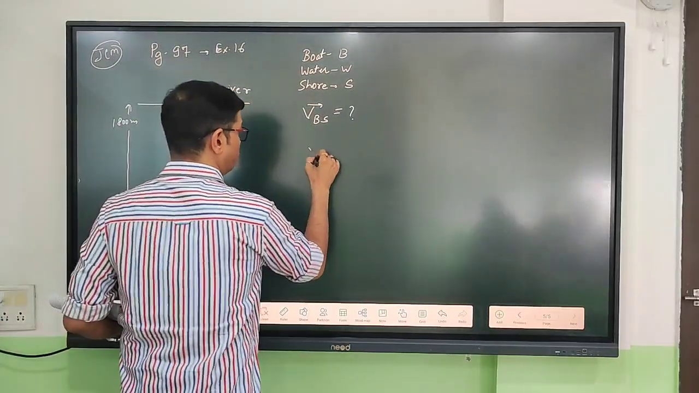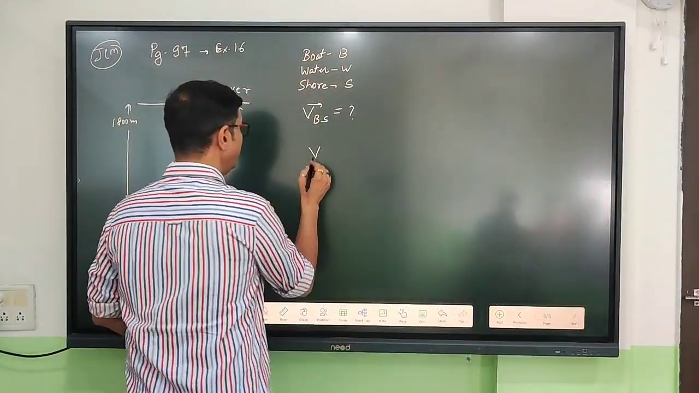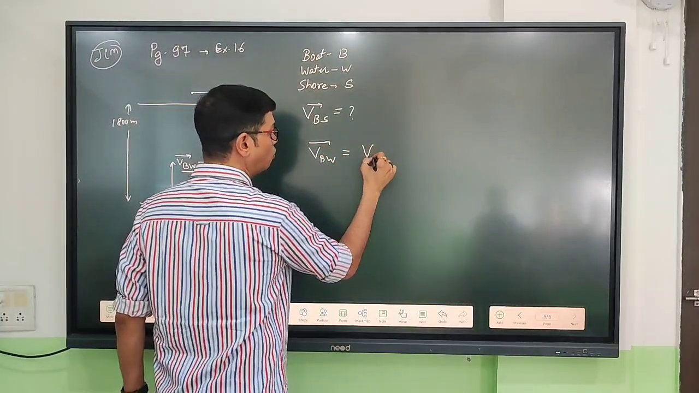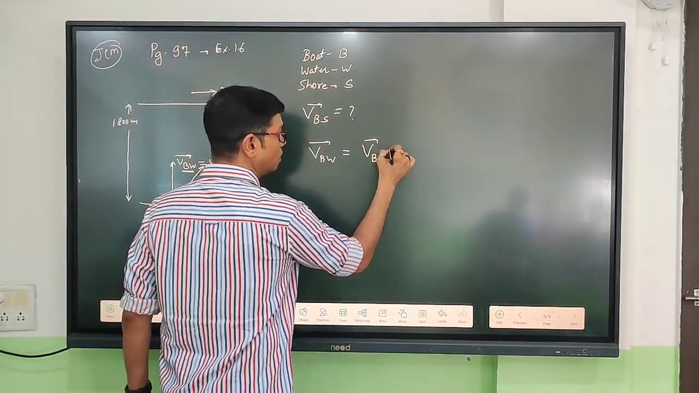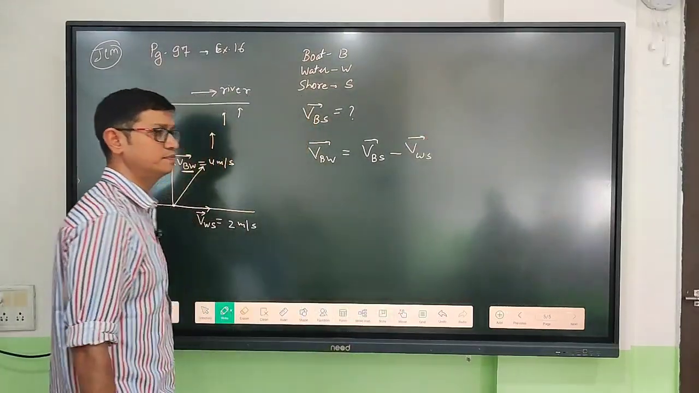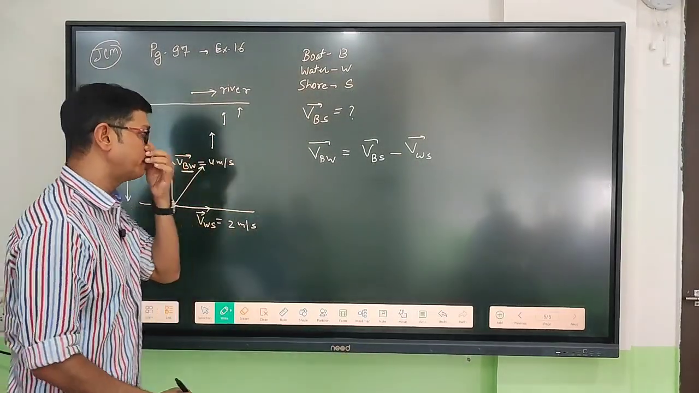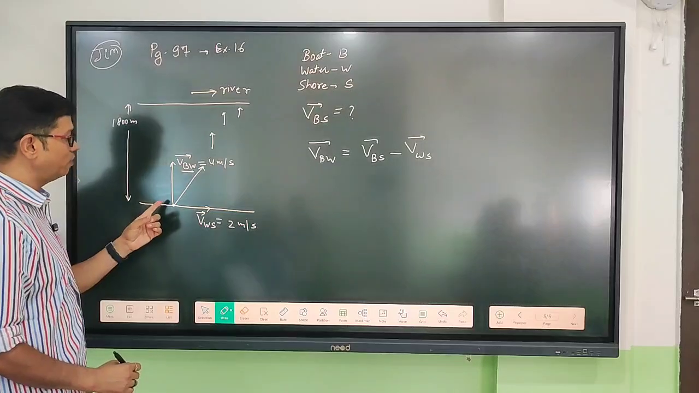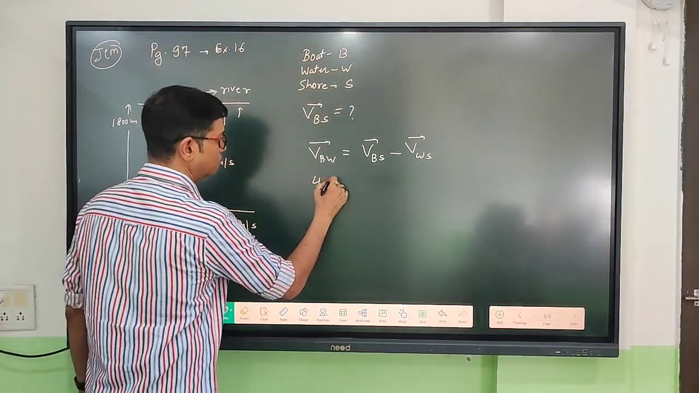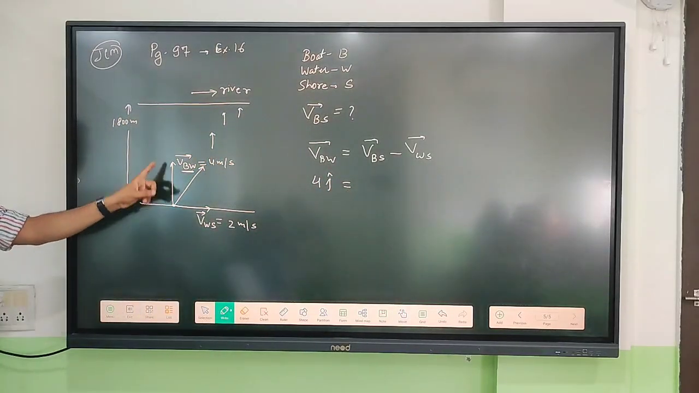So the formula remains same. Relative velocity in two dimensions. V boat with respect to water will be V boat with respect to ground, means shore, minus V water with respect to ground. Remember this formula, guys? So now you just have to put the values. What is BW? It is right perpendicular, so this is going to be 4j cap. VBW is 4j cap.